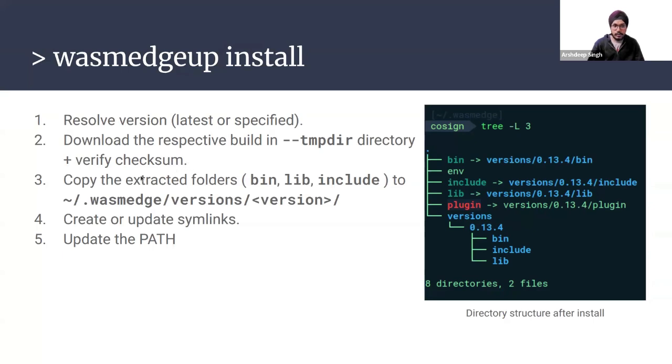After that, it will extract the folders based on whatever the compression is on the configuration, and it will copy those folders to WasmEdge root directory. So we can also update the root path with the --path flag. And I'll just give a quick demo of WasmEdgeUp install.